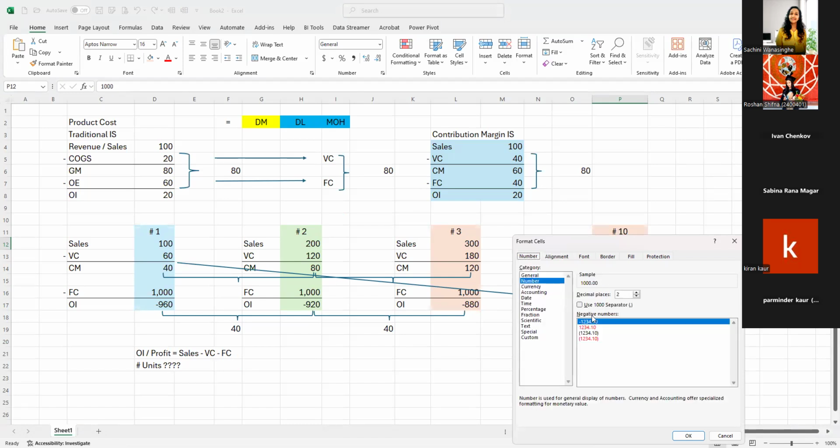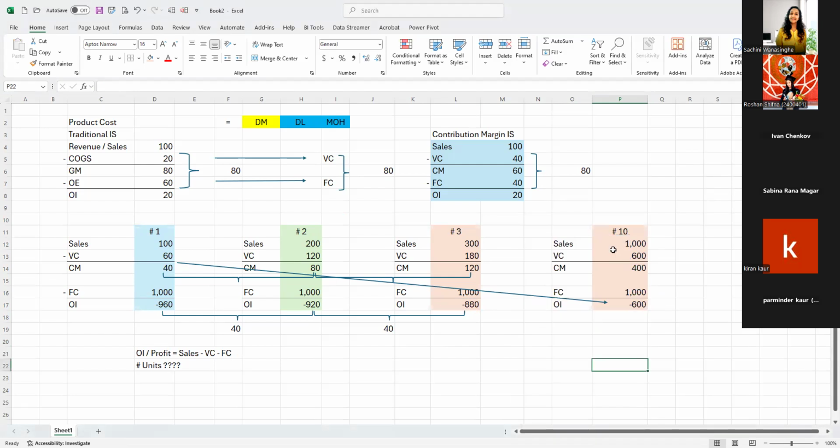Every time we sell one additional unit, the contribution margin of that additional unit is going to come to us and then move to the operating income. Now what's our objective? To get rid of that loss. Once we get rid of that loss, we already know every unit that we sell over that loss is going to come to our profit.